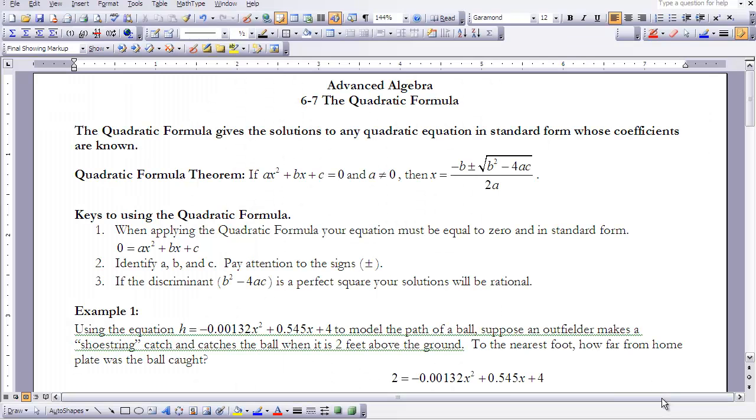This is Advanced Algebra Lesson 6-7, the quadratic formula. The quadratic formula gives us solutions to any quadratic equation in standard form whose coefficients are known. So if we have the quadratic equation ax squared plus bx plus c equals 0, and we know that a is not equal to 0, then we can use the equation x equals the opposite of b plus or minus the square root of b squared minus 4ac, all over 2a.